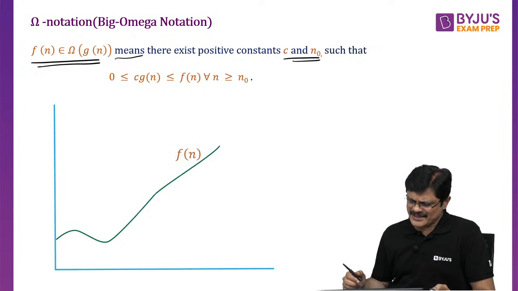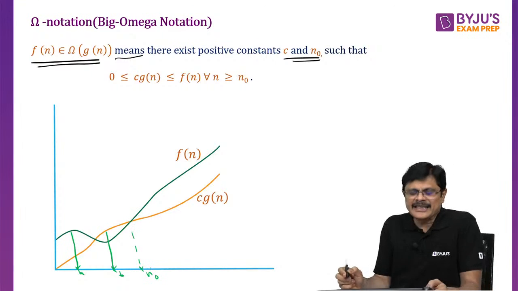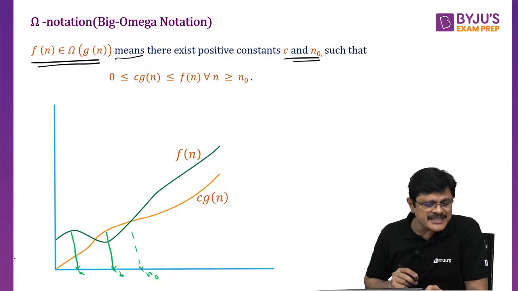Now look here, this is f(n). And this is your C times g(n). Now let me give you some points quickly. This is point A, and this is point B, and this is n naught. Now please tell me, at A, which function is larger? f(n) or C times g(n)?